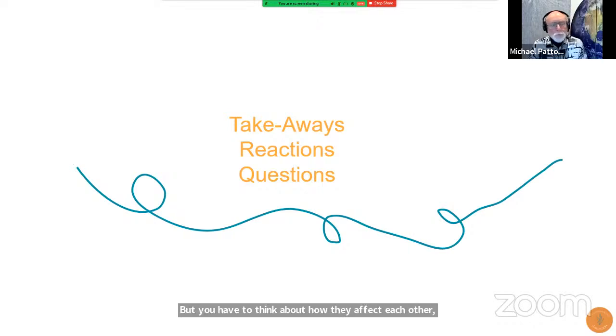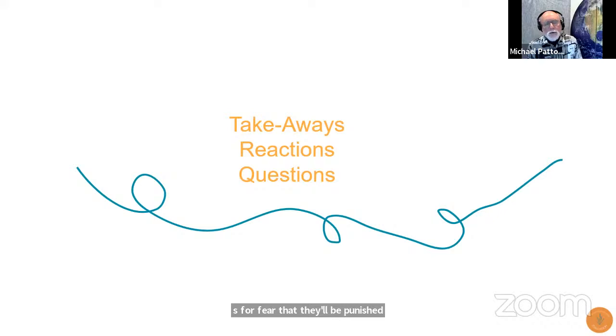So for example, improvement-oriented evaluation really requires a sense of safety where people can talk honestly about strengths and weaknesses, acknowledge what's not working well, be honest with each other. And that often interferes with accountability evaluation, where funding's at stake and people are afraid to talk about weaknesses for fear that they'll be punished.